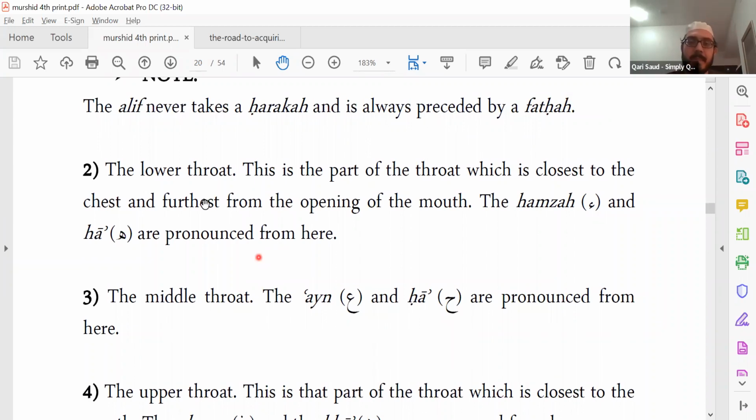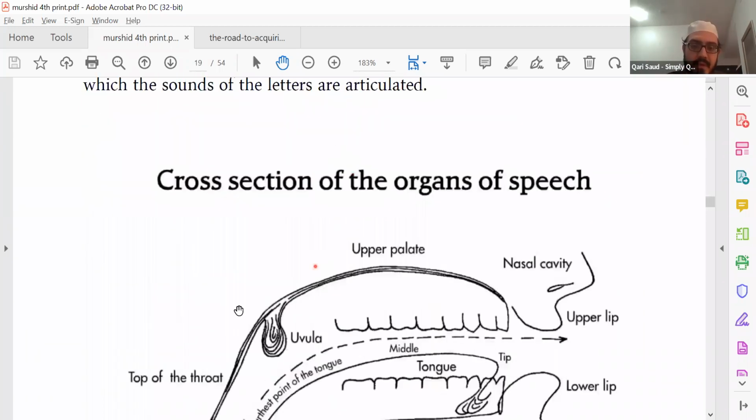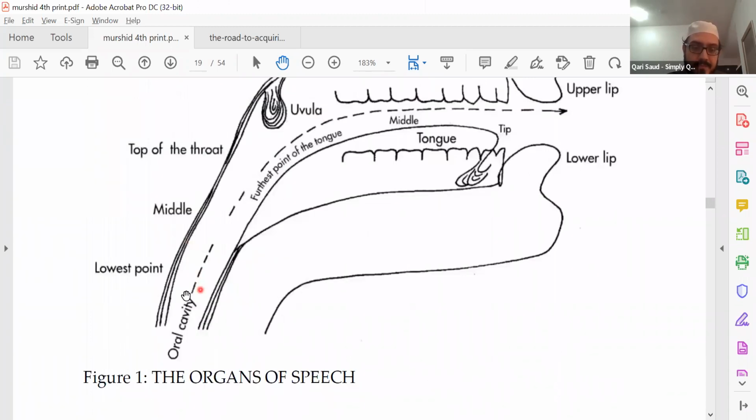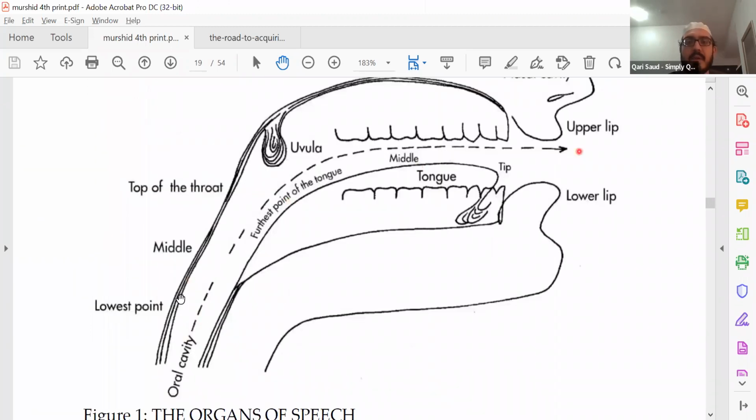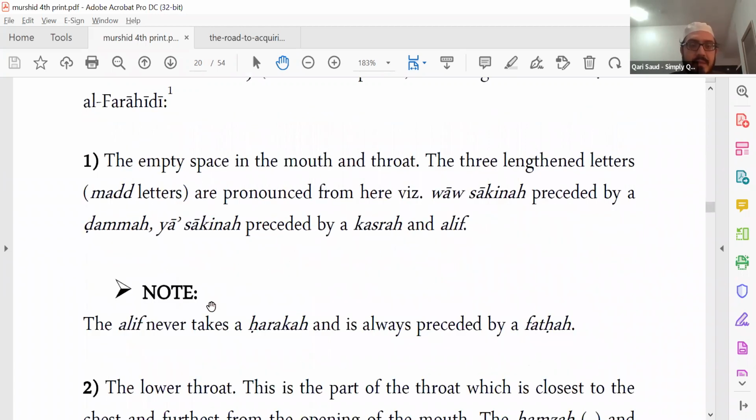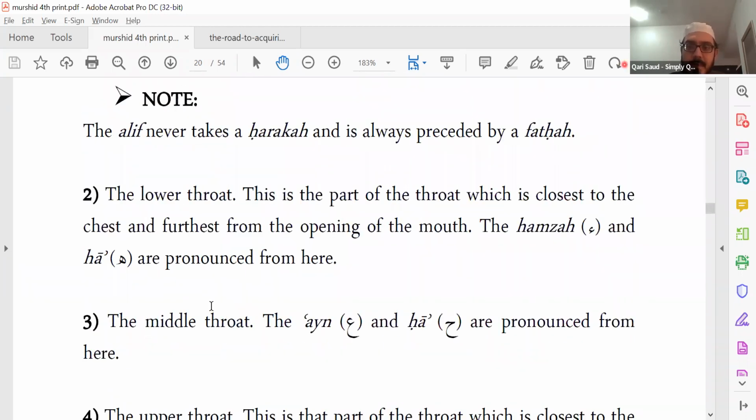So you're going from here, right? Look at this picture here. You're starting from here, right? And going all the way up. So let's go ahead and read the lower throat. It says here, this is the part of the throat which is closest to the chest and furthest from the opening of the mouth.